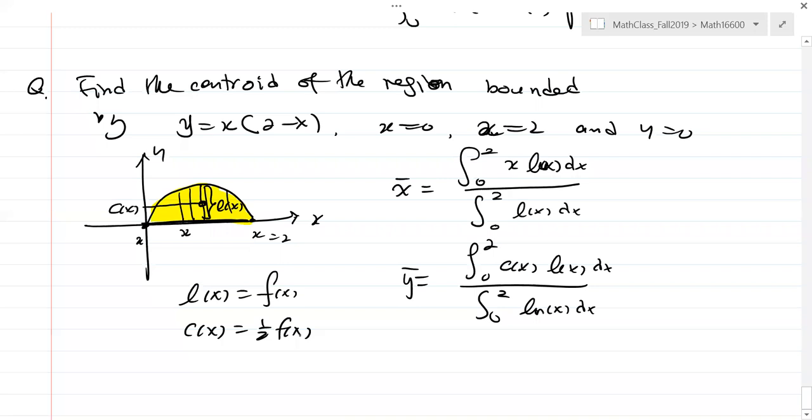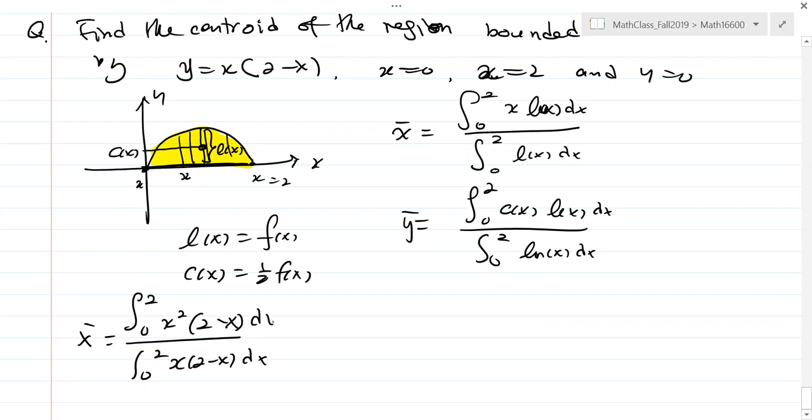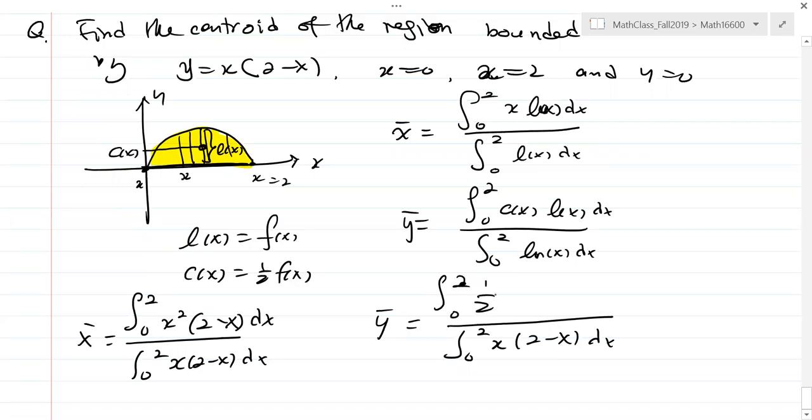Maybe it's bounded between two curves, then be careful about ln x, okay? So I'll give you the most general formula, but let's put the details here. That's the integral of x times (2 minus x) dx. Before you do any calculation, you should write down the two formulas. Then, if we have time, you do the calculation, okay? It's going to be x times (2x minus x squared).